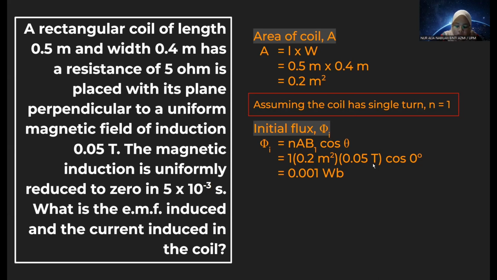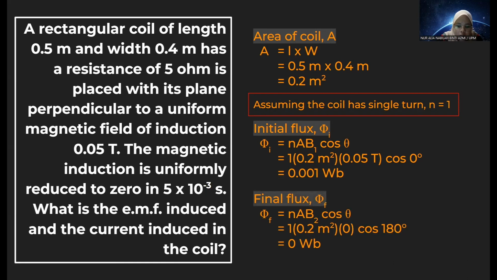Thus, I consider initially the field and the normal to the plane were parallel, where I can say theta 1 is equal to 0, and after some time, theta 2 is 180. So here I use cos 0 degree, where I calculate and get 0.01 Weber. And then for the final flux, I use the second magnetic induction, which is 0, where we can say that the magnetic induction is uniformly reduced to 0 in 5 times 10 to the power of -3 seconds, which is the end of the flux after the plane was changed to 180 degrees. So we can see that this equation becomes 0 Weber.